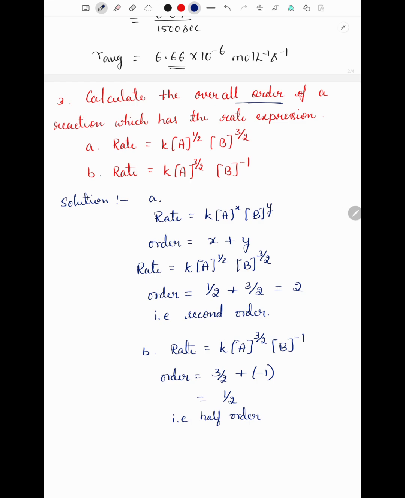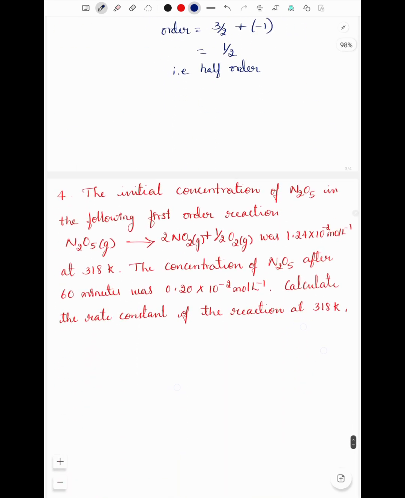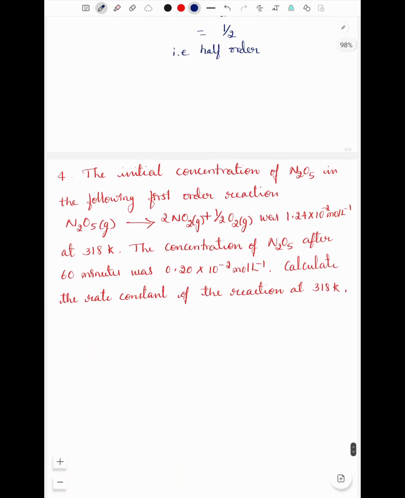Okay. Next, we have question number 4. Now, let us read question number 4. The initial concentration of N2O5 in the following first order reaction, N2O5 in gaseous state gives 2NO2 plus half O2, was 1.24 into 10 power minus 2 mole per liter at 318 Kelvin. The concentration of N2O5 after 60 minutes was 0.20 into 10 power minus 2 mole per liter. Calculate the rate constant of the reaction at 318 Kelvin.